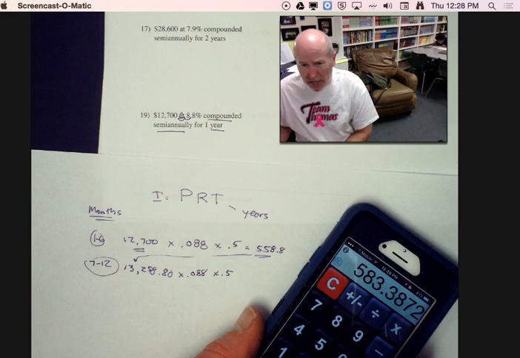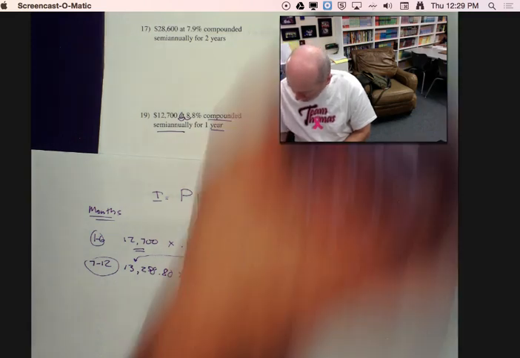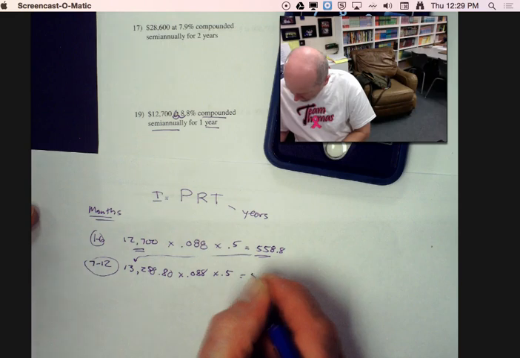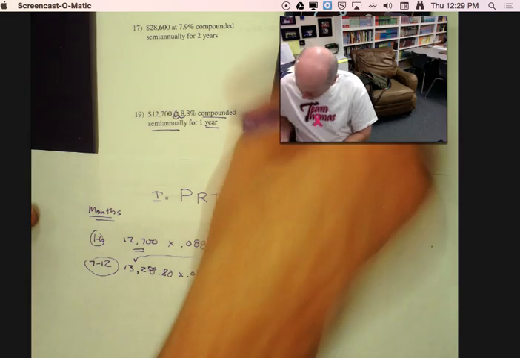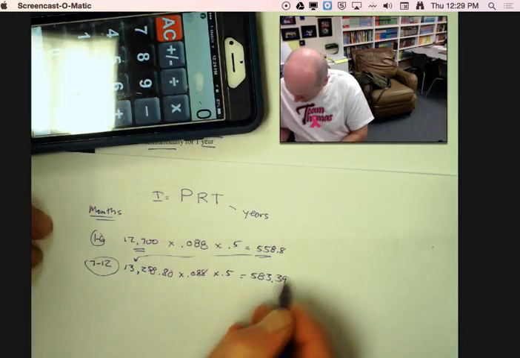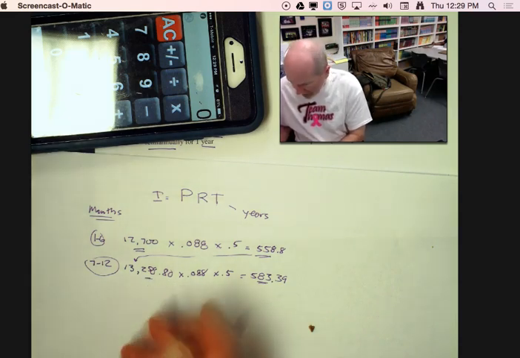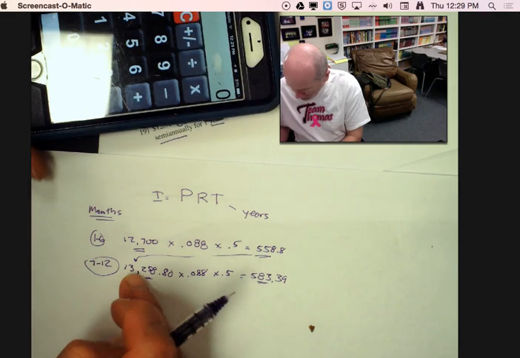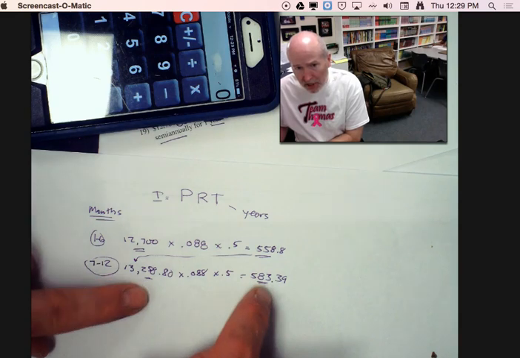It's 583.387. Looking over here, this is big enough to make that $583.39. So that's what I'm going to put down. Equals 583.39. Now, to get my total, I have to take this interest and add it back into that principal, because that's where I started July 1st. Now on January 1st of the next year, I'll have earned this much interest, so I'm going to have the sum of these two numbers.